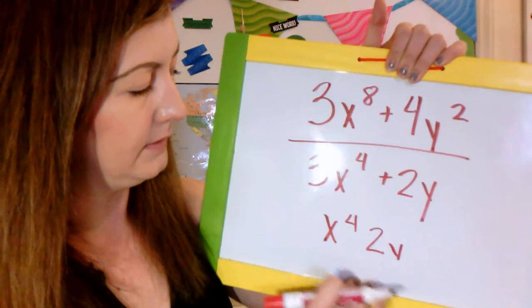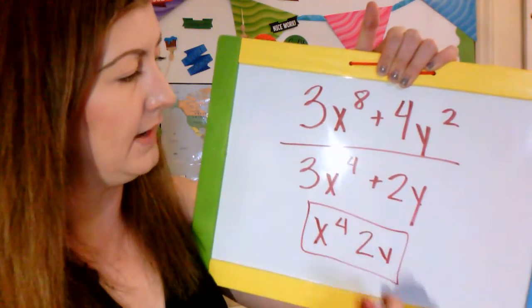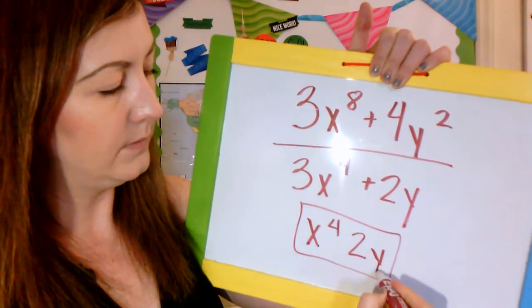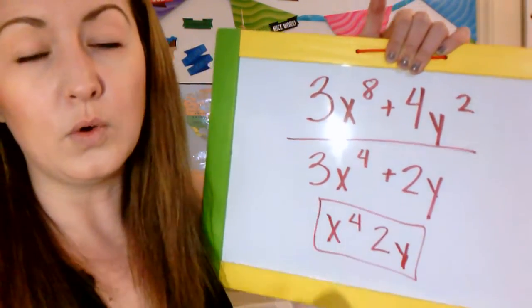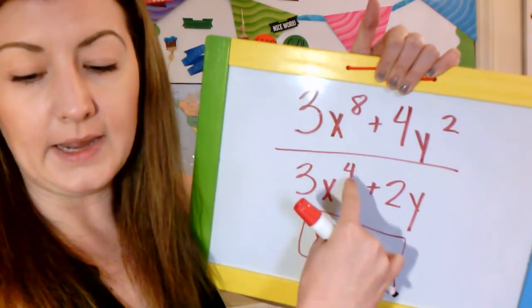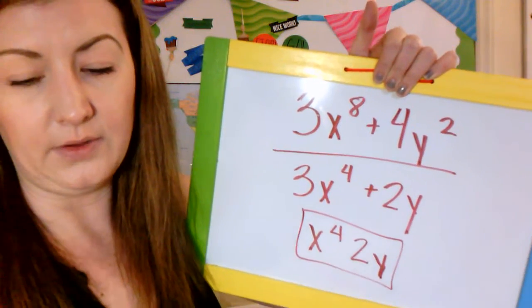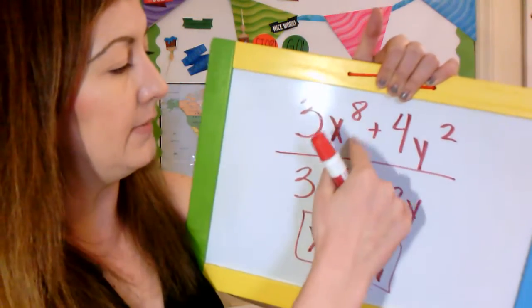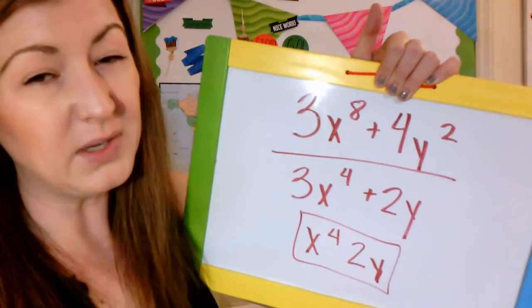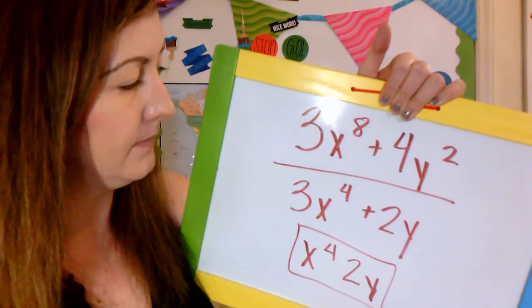Right? So it would just be this when you simplify it. 3 divided by 3 is just 1. 4 divided by 2 is 2. You can put it over 1, but we typically don't do that. So this exponent minus this exponent gives you the other exponent. 8 minus 4 is 4. 2 minus 1 is 1. And again, we don't usually show our 1s as our exponent.